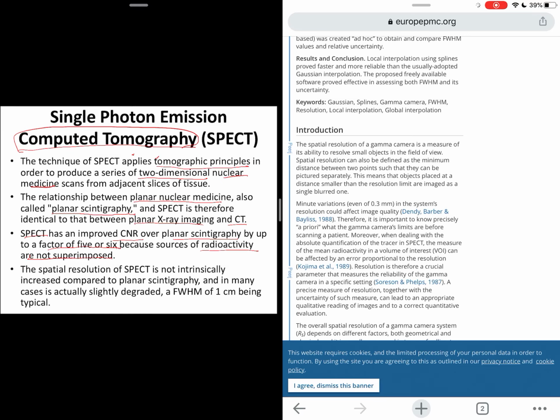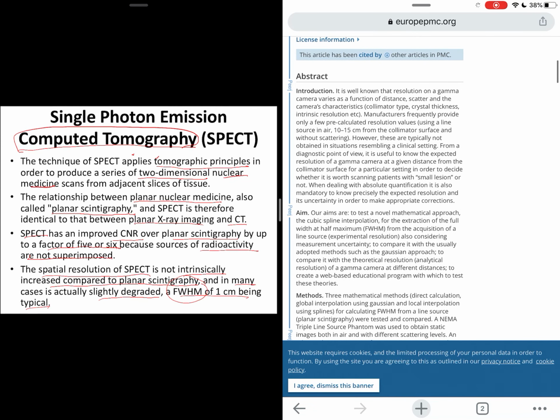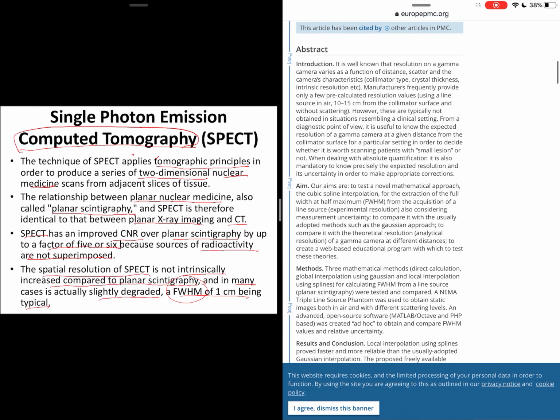Now, SPECT has an improved SNR over planar scintigraphy by a factor of 5 or 6. That is because the radioactivity is not being superimposed. In terms of spatial resolution, SPECT is not intrinsically increased compared to planar scintigraphy, and in many cases it is actually slightly degraded, with an FWHM of 1 centimeter being a typical value.